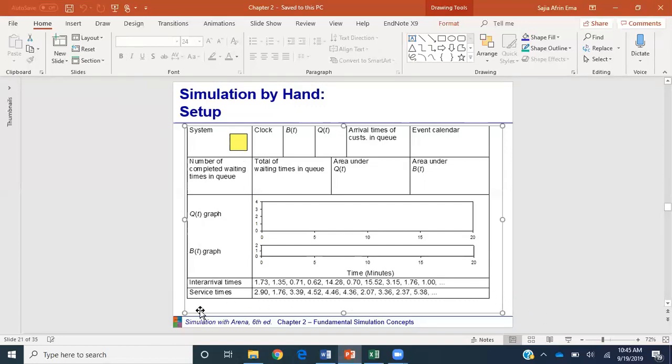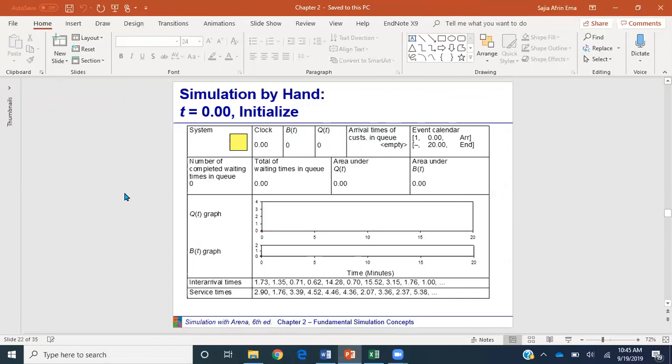And here is the input data. Service time, and instead of arrival time, they listed the inter-arrival time here. And we have seen how easy it is to find the inter-arrival time. Okay, so this is the setup of the hand simulation. Next, like any programming language, Arena also needs to initialize its system. So it initializes at time 0.